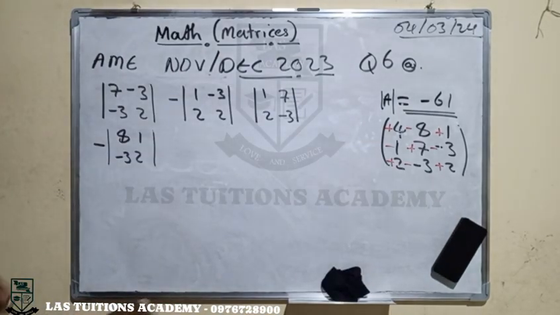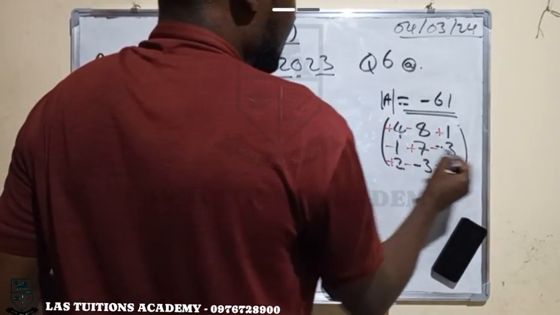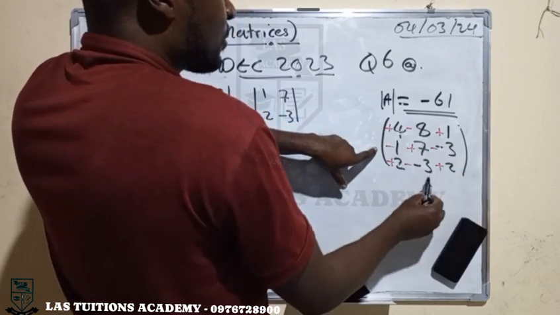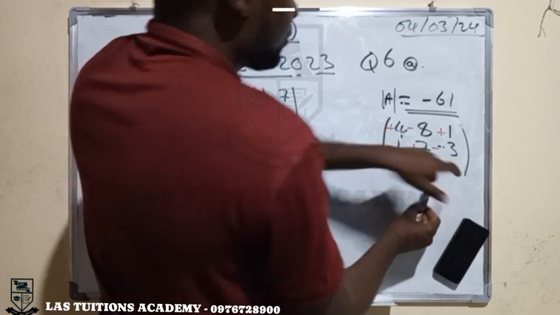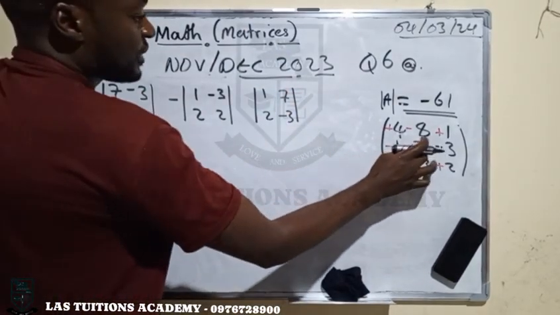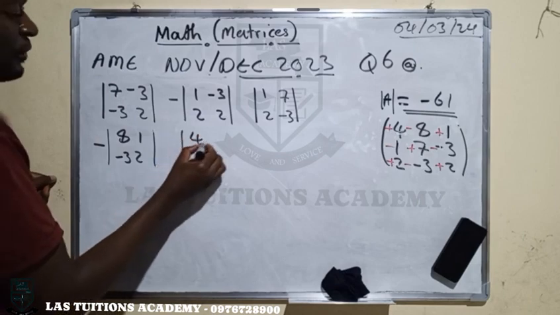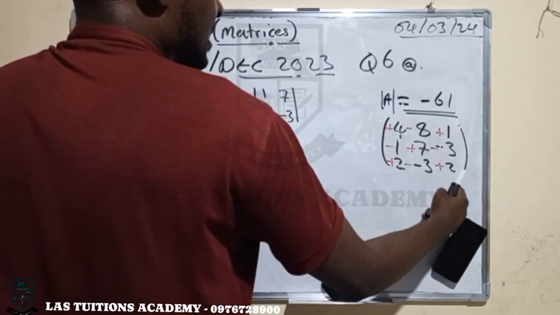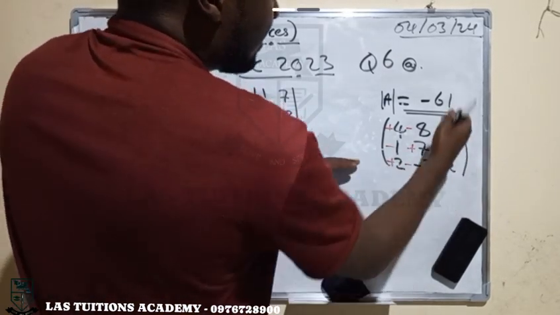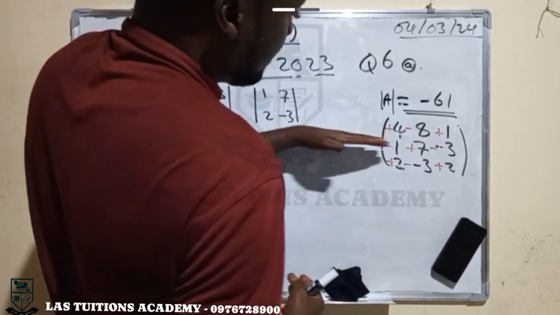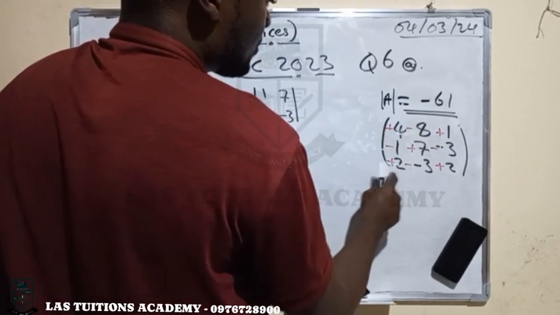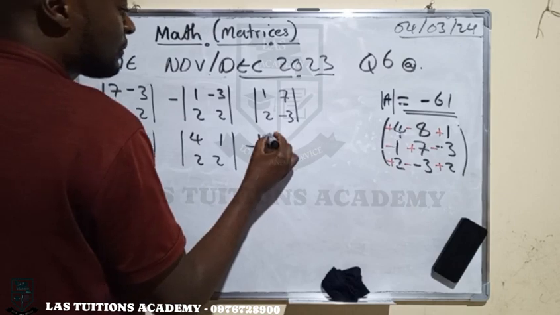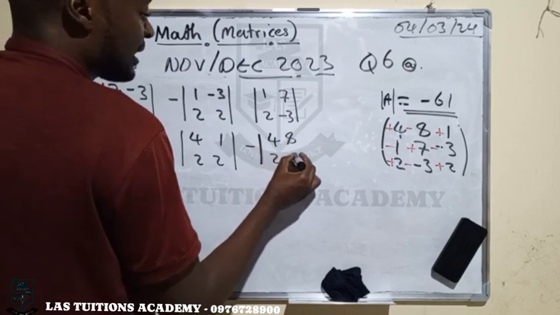Then from there we can lock this and lock that. When we block this middle row and the middle column, we are going to have 4, 1, 2, 2, and the position sign for this middle number is plus. Again, when we block this column and the middle row, I have 4, 8, 2, -3. The position sign for this number is negative, so I am going to have 4, 8, 2, -3.